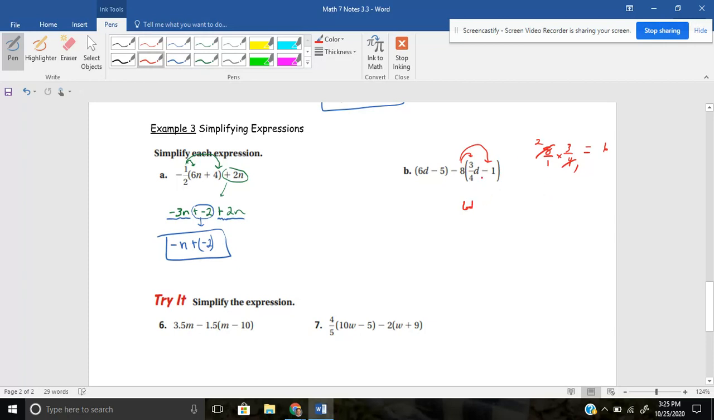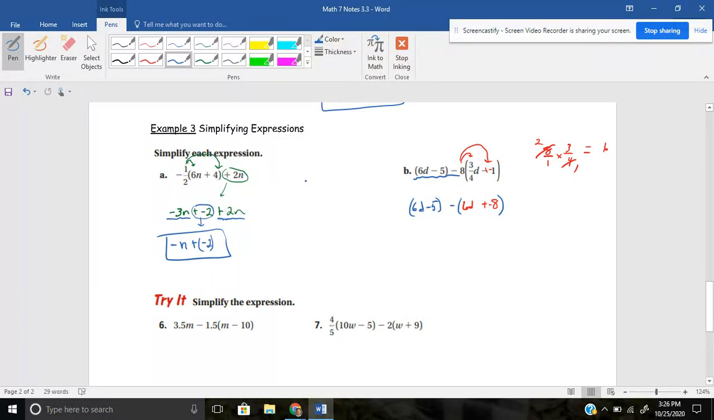And then when I take 8 times negative 1, that would give me negative 8, or plus negative 8. You can think about it whichever way you want. And then I'm going to bring everything else in my expression down that I did not do. Okay, now I need to take 6d minus 5, and I need to subtract 6d plus negative 8.